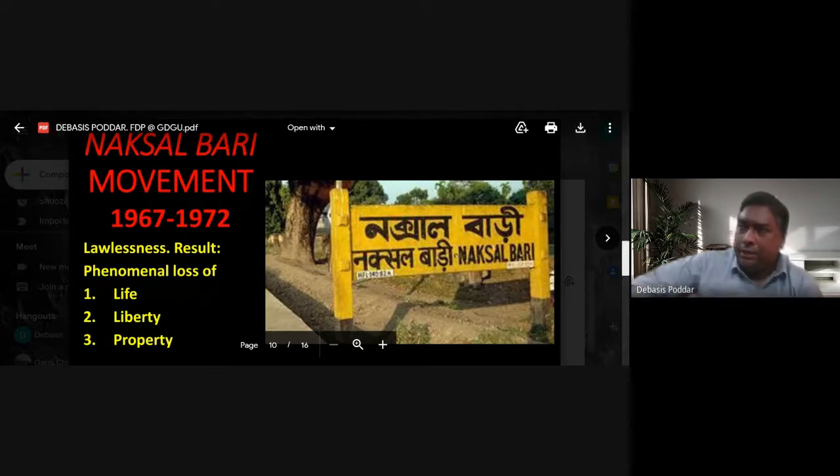Naxalbari very successfully challenged for some time, from 1967 to 1972, the newly decolonized country, India, the new republic, and the aspiration of the people of India, the commoners, before 1947 and in the 20 years from 1947 to 1967, the way things went, as the Republic of India took its own time to get consolidated. So at that point of time, the aspiration of the commoners, especially in rural India, was not met.